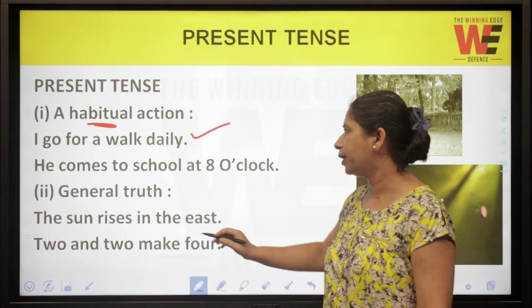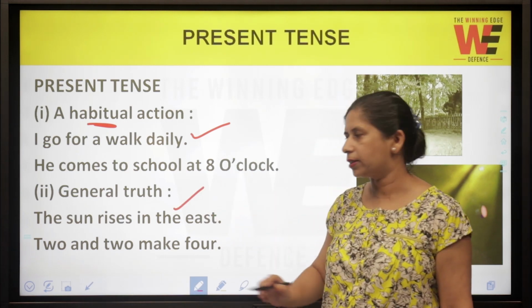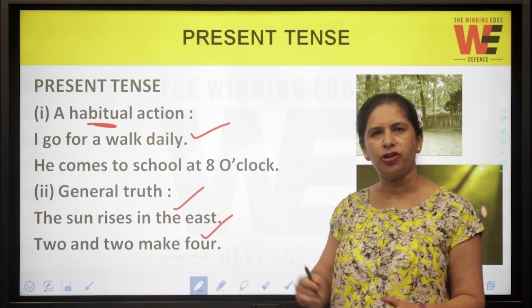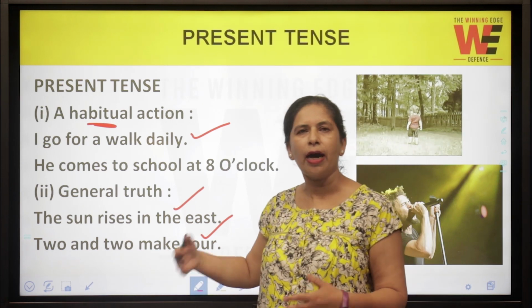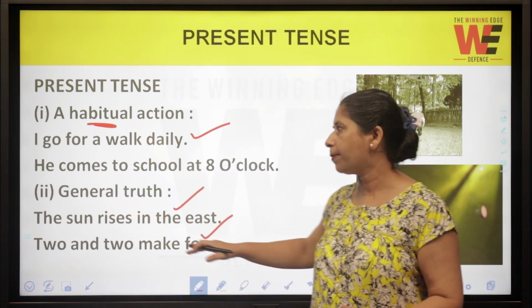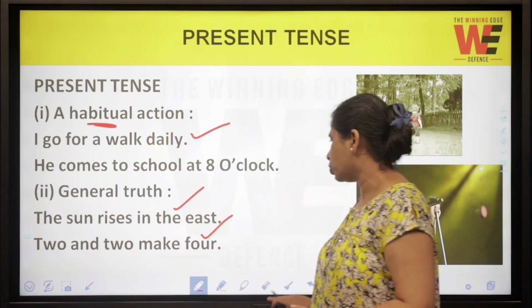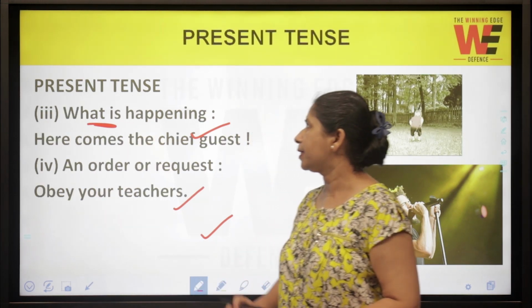Then general truth can be the sun rises in the east. 2 and 2 make 4. You can't change it कि the sun rises in the south. आप इसको change नहीं कर सकते. This is something of a general truth. So this is also an example of a simple present tense.